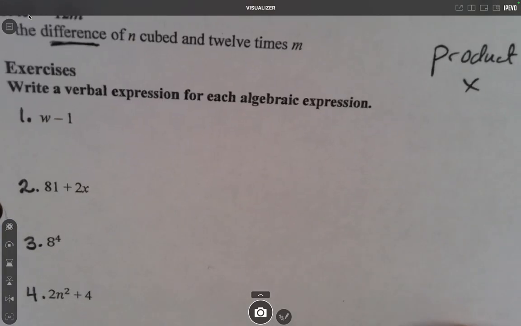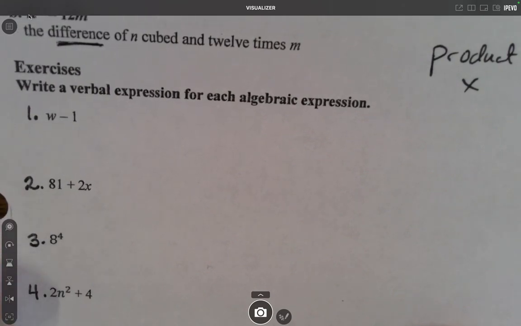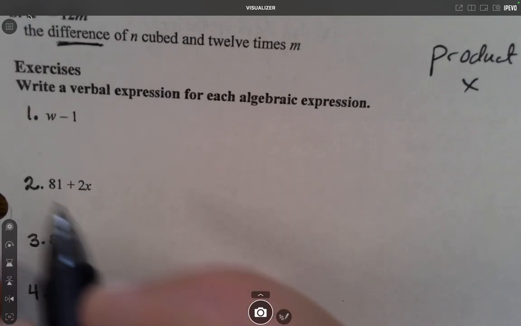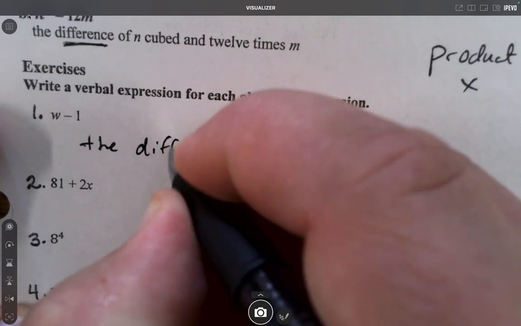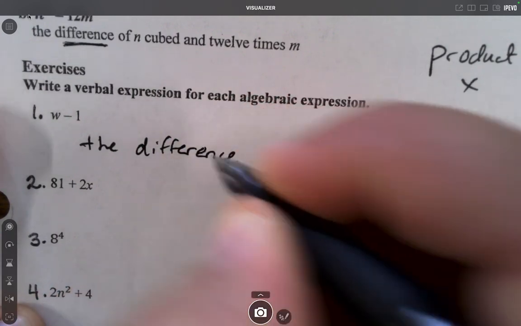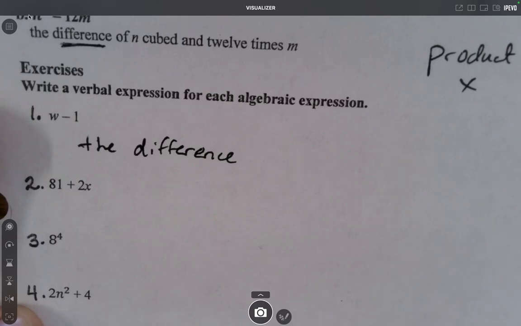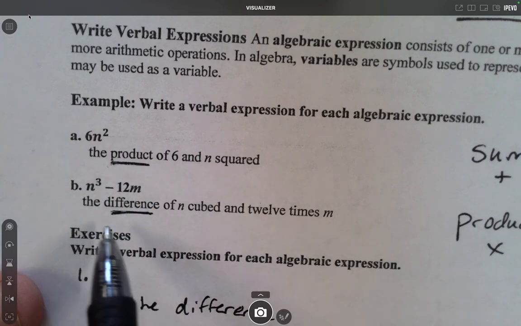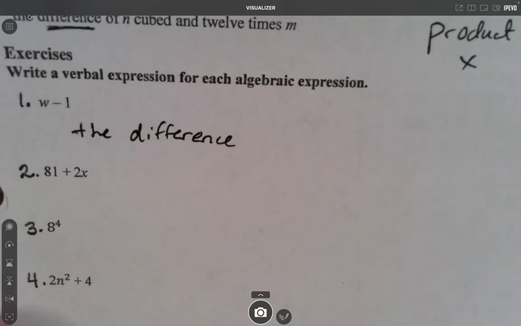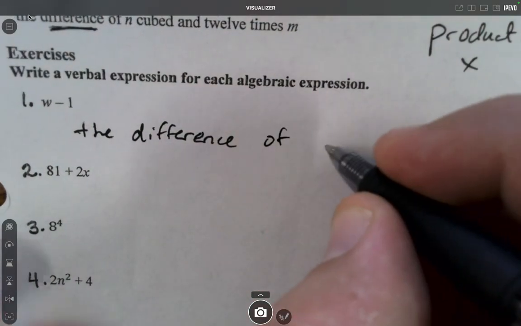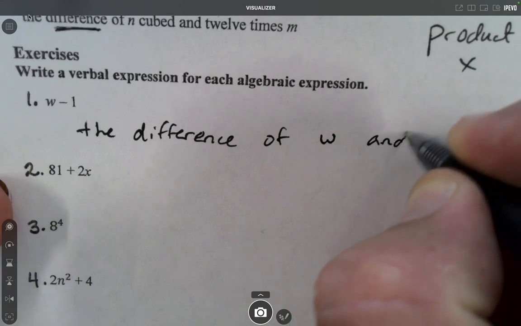So as we look at the first example, it says write a verbal expression for each algebraic expression. So the main operation happening here is subtraction, the w minus the 1. So we need to start by saying the difference. That's pointing out we're subtracting by using the word difference. You can say between, but just to be consistent, I'll try to always use the word of, because if you look, they always say product of, difference of. They'll also say sum of and quotient of. So the difference of w and 1.